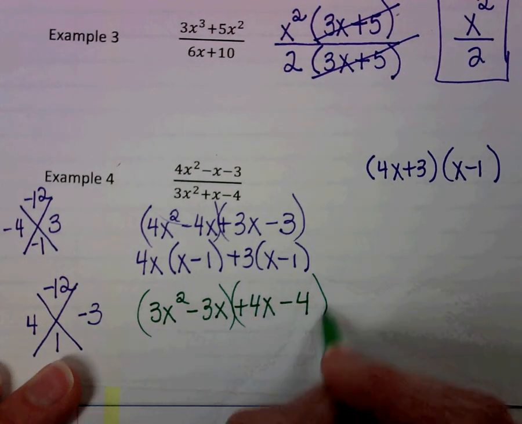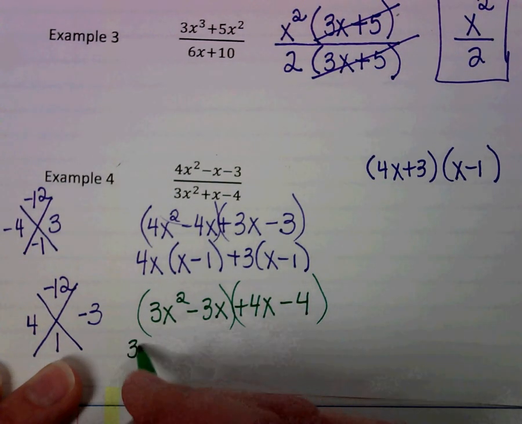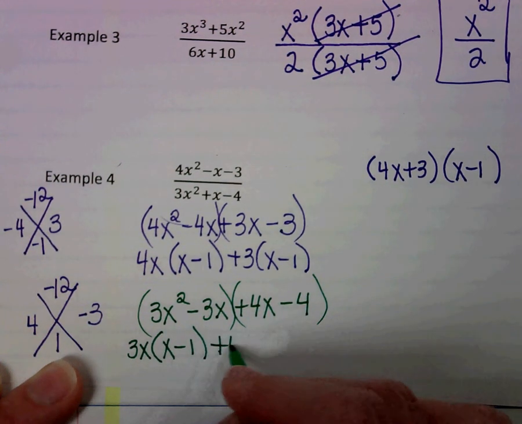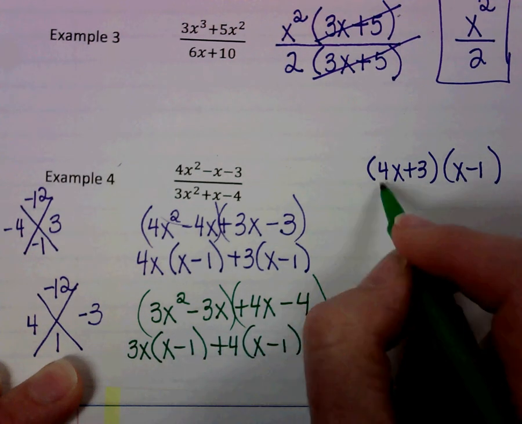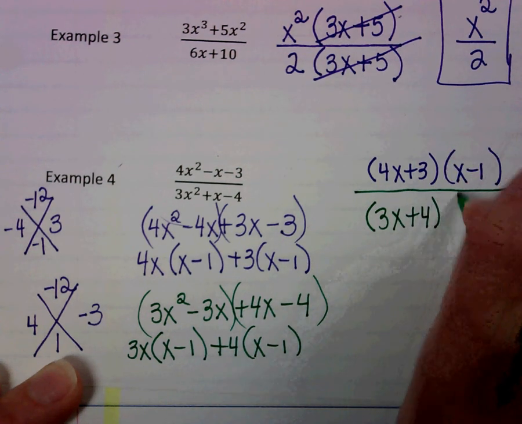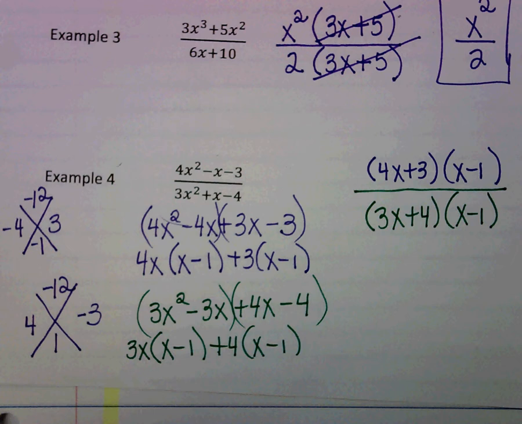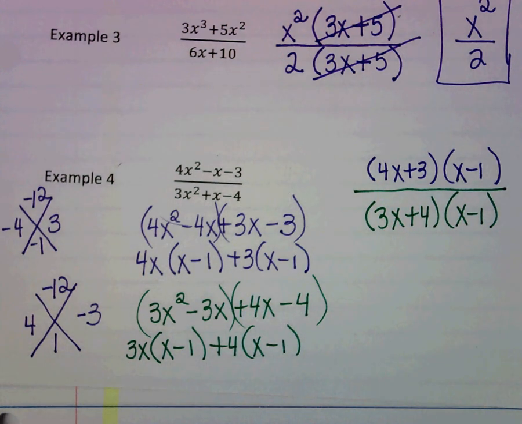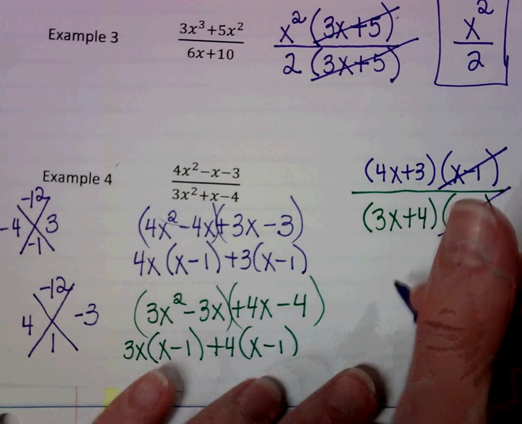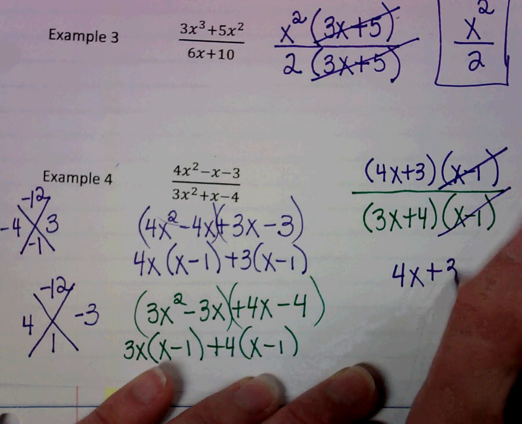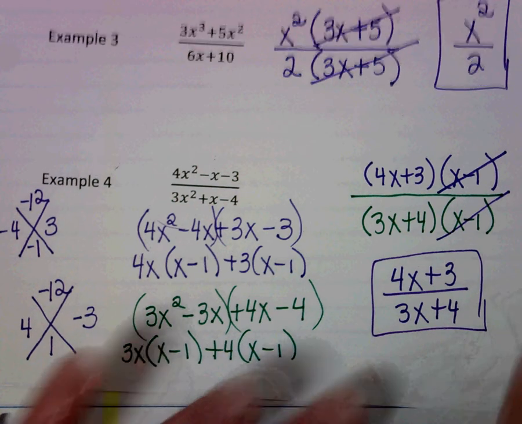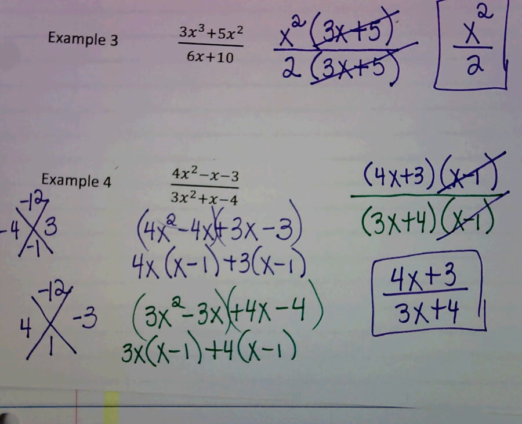Group it. My GCF is 3x. My GCF here is 4. Okay, and so my factors are 3x plus 4 and x minus 1. So hopefully you see real clearly now what we can cancel out. x minus 1, and we're left with 4x plus 3 over 3x plus 4. And that's all we can do, because each term is joined to something else by adding, or it could be subtracting.